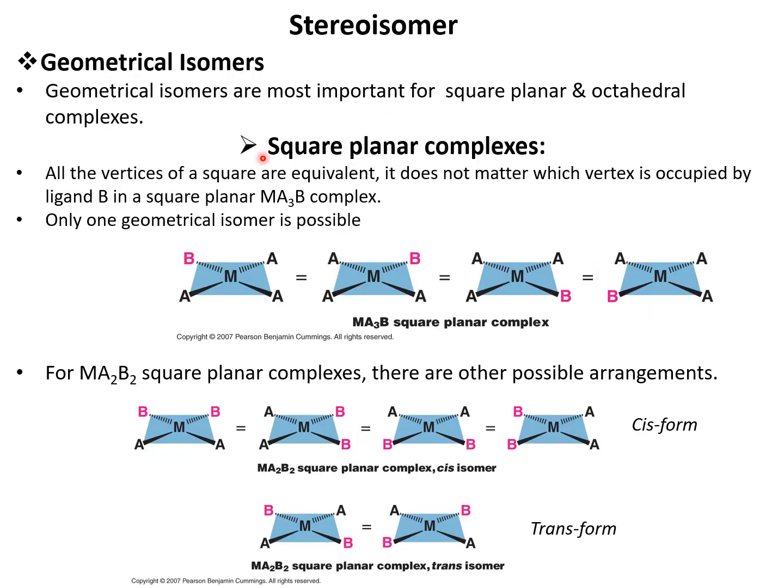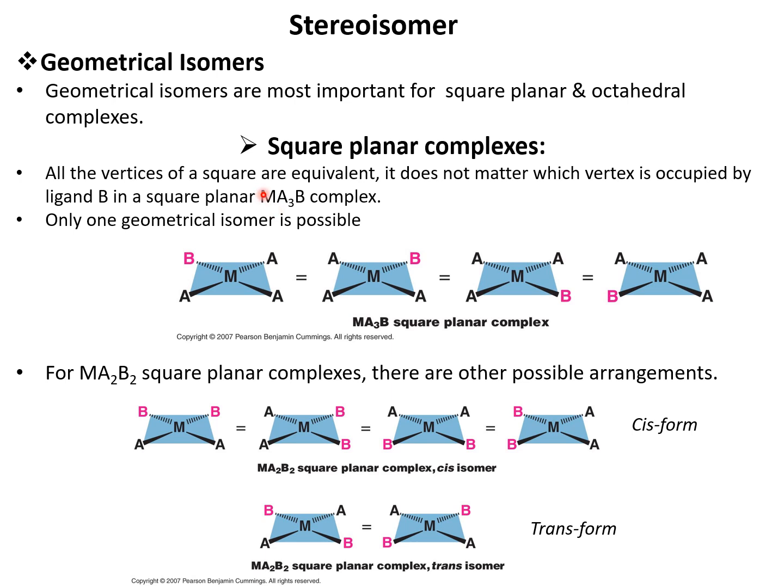So let us move on to geometrical isomers. Geometrical isomers are most important for square planar and octahedral complexes. Here you can see some of the square planar complexes. All the vertices of a square are equivalent. It does not matter which vertex is occupied by ligand B in a square planar Ma3B complex. Here Ma3B is the representation of the complex.